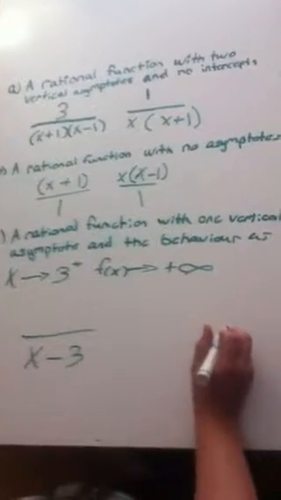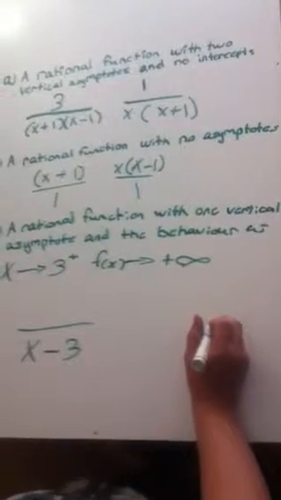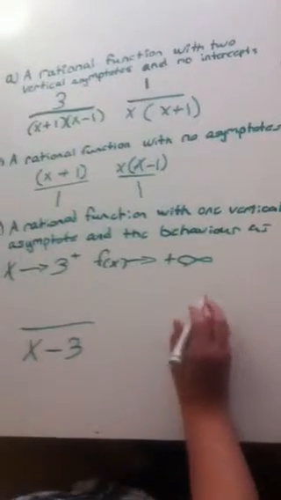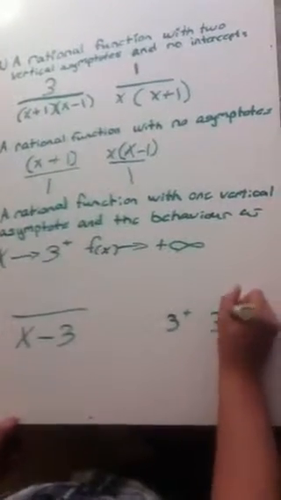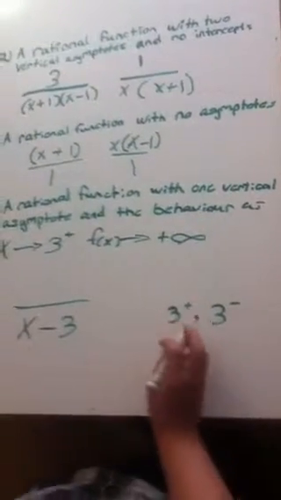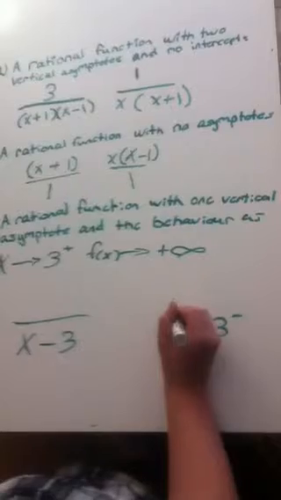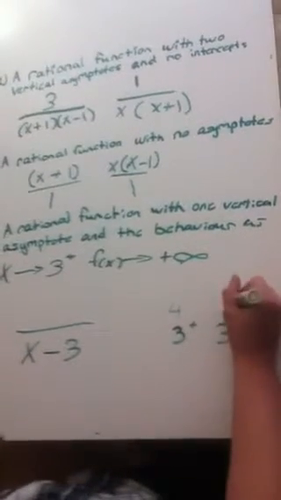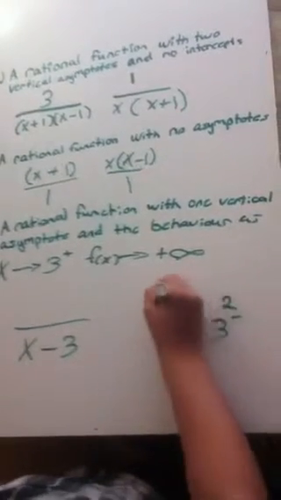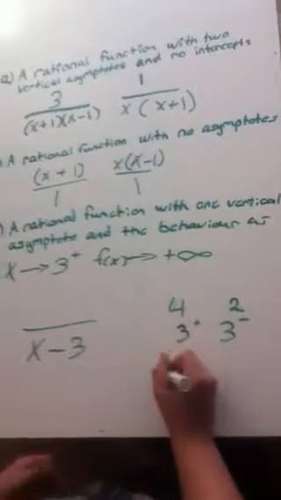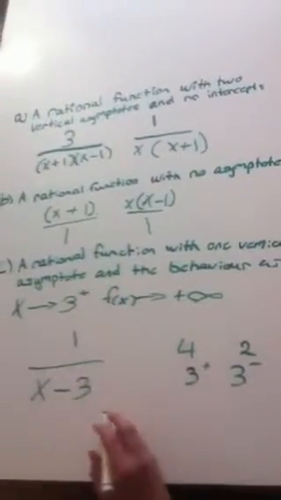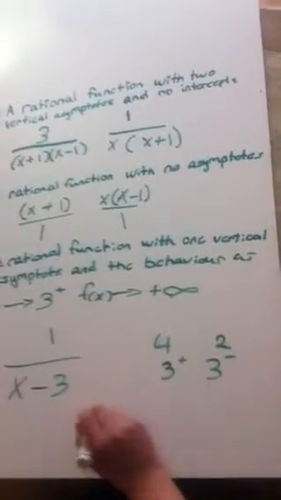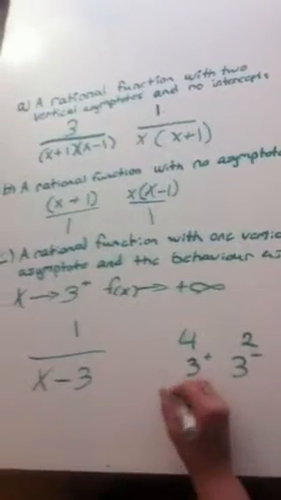If you were to do an end behavior chart, you'd have to go 3 plus and 3 minus and see if you subbed in a number above 3 or below 3 what the value would be. So for this one, let's put a 1 on top because nothing is specified about the top.